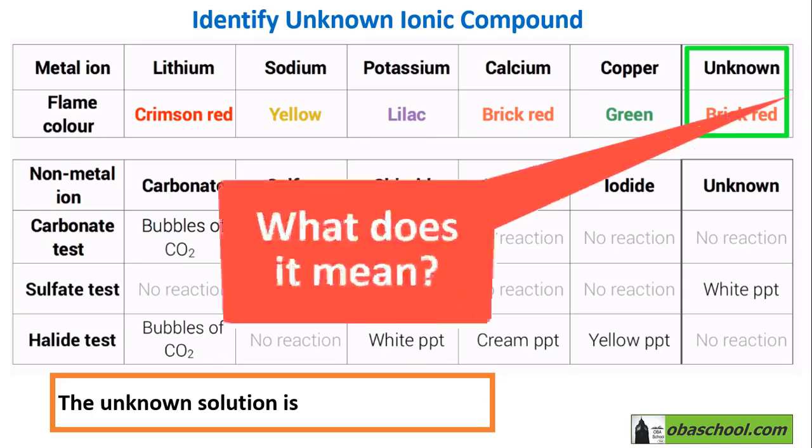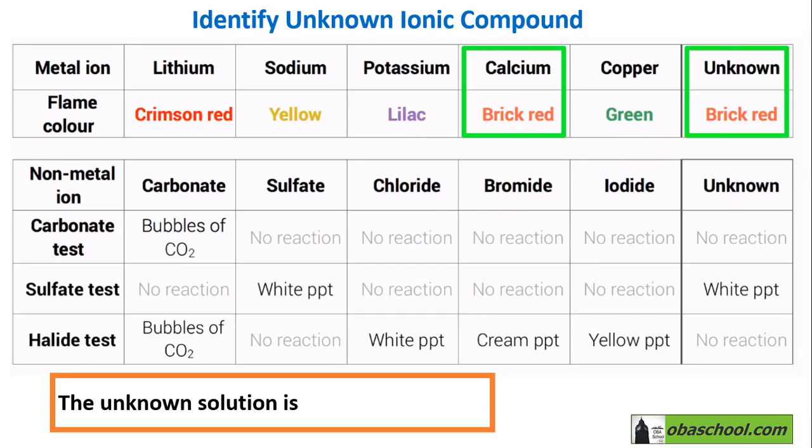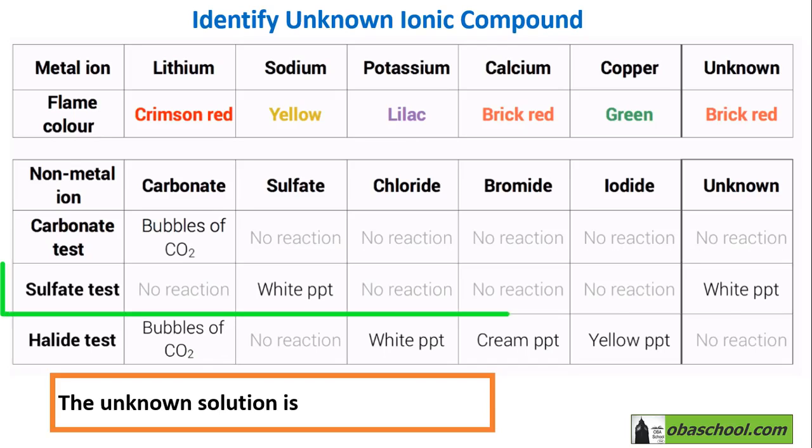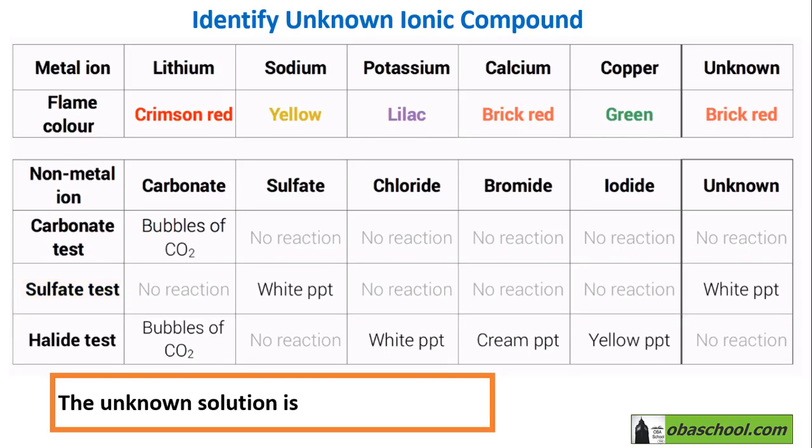So the unknown has a brick red flame. What does that mean? It carries one of the metal ions, but which ion? Well, the calcium ion, because the calcium ion is the ion that gives us brick red flame. Since the unknown solution X produced a white precipitate after doing the sulfate test, this means it carries a sulfate. So the unknown ionic compound is calcium sulfate.